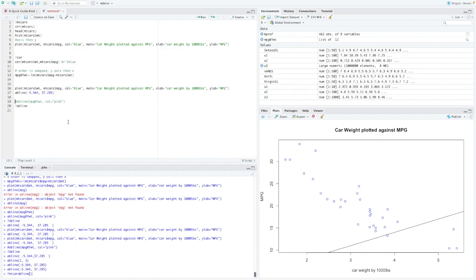That is strange. So let me tell you one other thing. One other way you can define a linear model if you don't want to constantly be calling your data set. So I could also define a linear model as I could have done MPG by weight, comma, data equals mtcars.